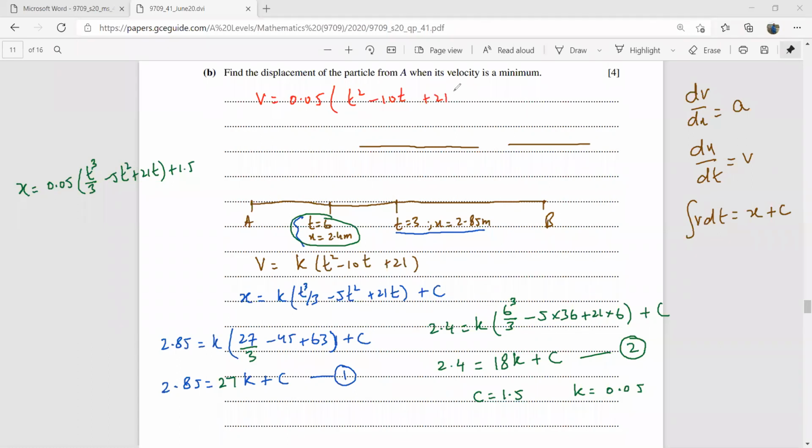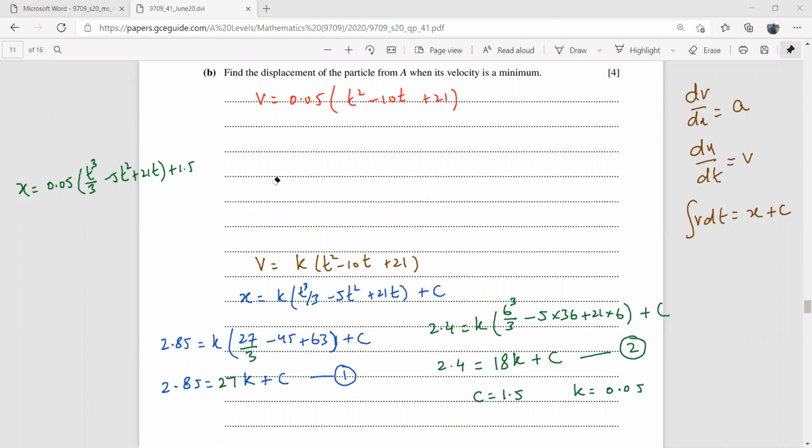So when you have the minimum or the maximum, you people know that you have to find the derivative, right? So you find that derivative and put that equal to 0 so that you can find the time where the velocity is minimum, and you will put that t simply into this equation of displacement here, right? So let's do that quickly. dv by dt is going to be 0.05 into 2t minus 10. So we put that equal to 0 and this is going to be t equal to 5.